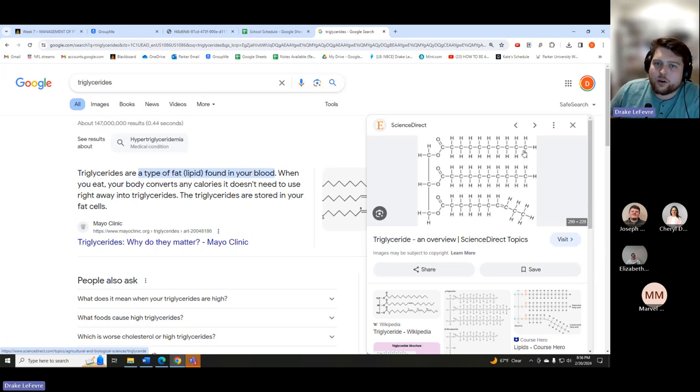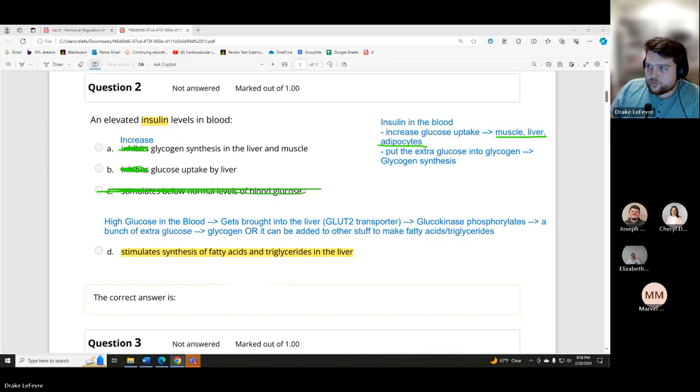Because if you think here, we have a whole bunch of bonds with stored potential energy, because that's all calories are, our potential energy. And so carbohydrates are more simple glucose molecules, whereas fats have a ton of bonds, and that's why they carry more energy. So when we talk about triglycerides, this is what we're referring to. So we're going to stimulate the synthesis of fatty acids and triglycerides in the liver.